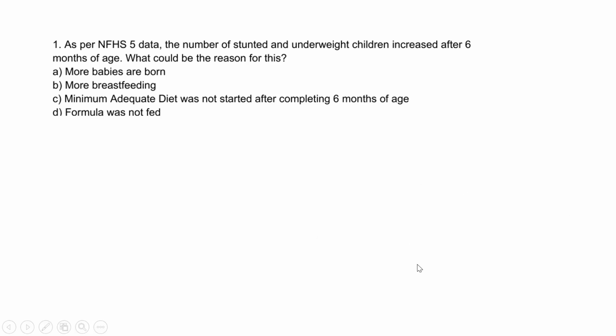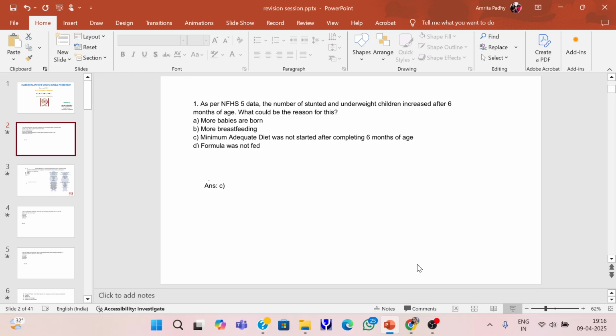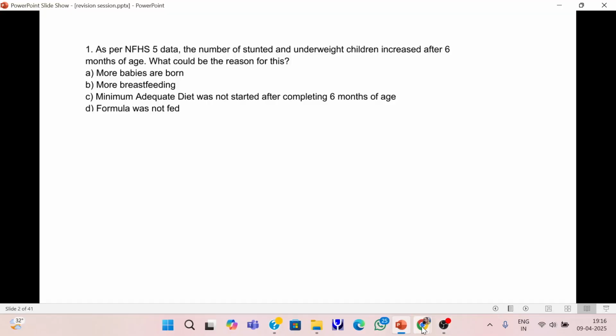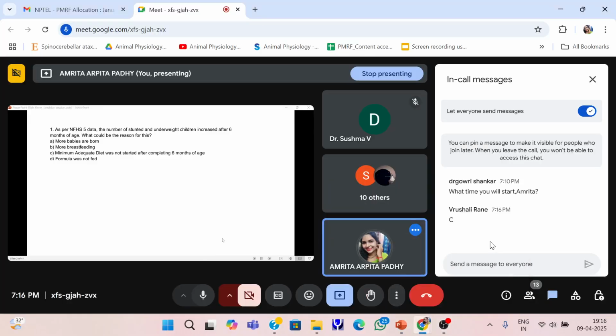I hope everyone is able to see the slides. First question. As per NFHS-5 data, the number of stunted and underweight children increased after 6 months of age. What could be the reason for this? Start answering. And please keep noting down how many correct and wrong answers you are giving. We'll see at the end of the discussion.